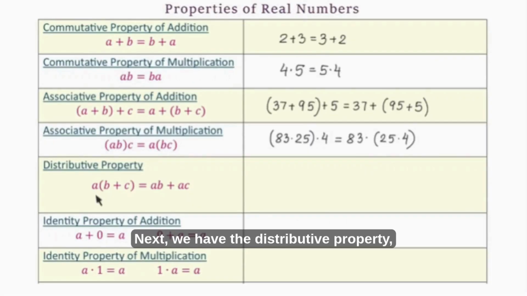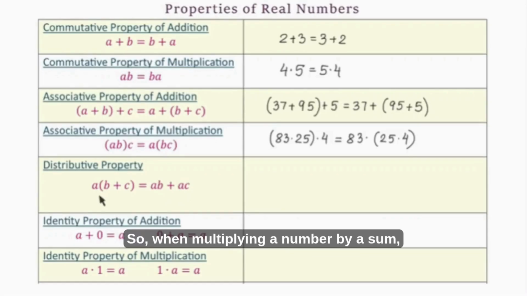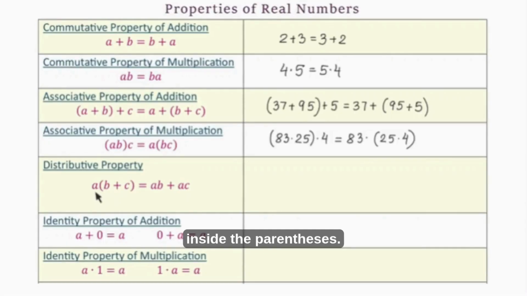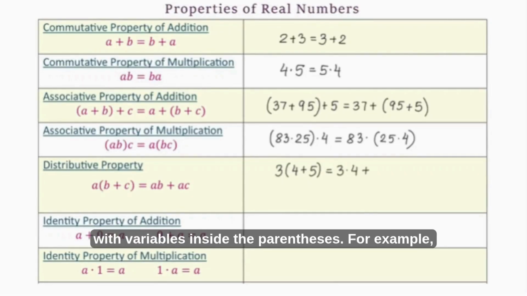Next, we have the distributive property: a times the quantity b plus c equals ab plus ac. So when multiplying a number by a sum, this number can be distributed over each term inside the parentheses. For example, 3 times the quantity 4 plus 5 equals 3 times 4 plus 3 times 5. This property is especially important when simplifying algebraic expressions with variables inside the parentheses.